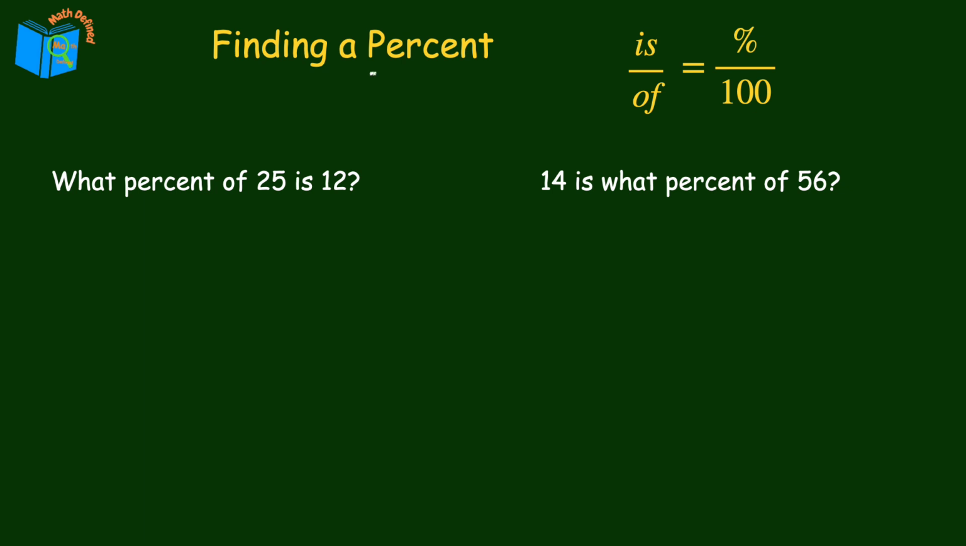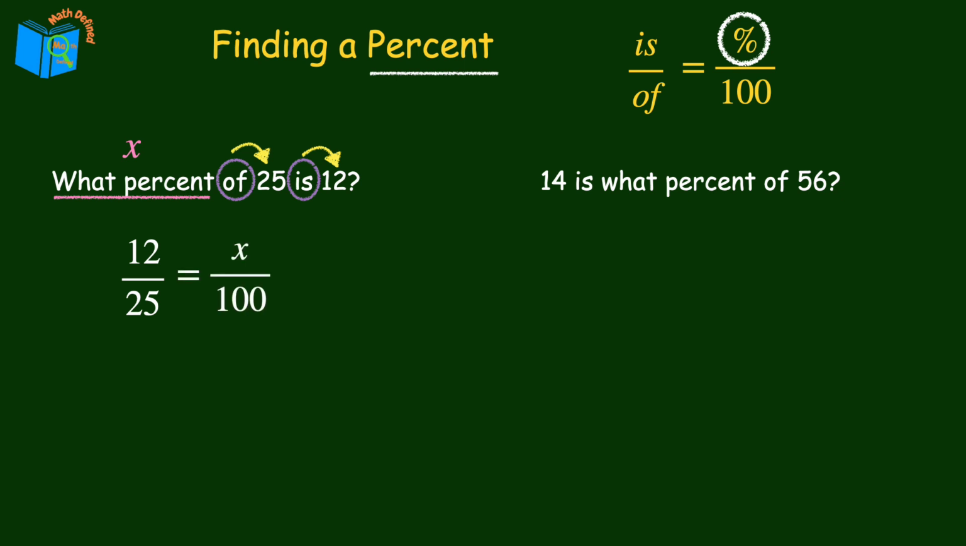Finally, let's find the percent when we know the part and the whole. What percent of 25 is 12? We'll use the variable x to represent the percent. Using is over of, our first ratio in the proportion is 12 over 25, equal to the percent x over 100.